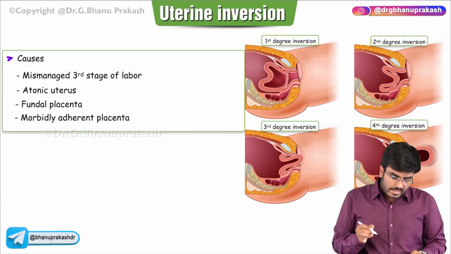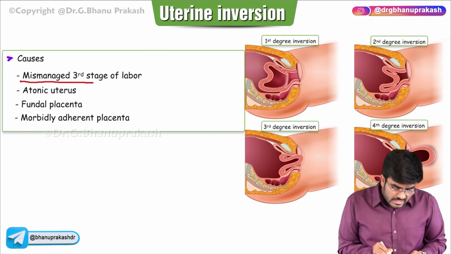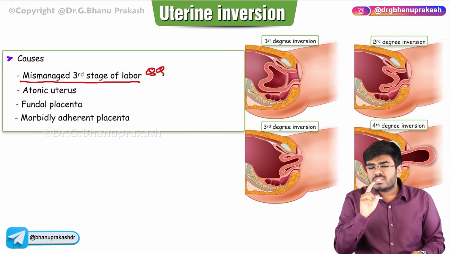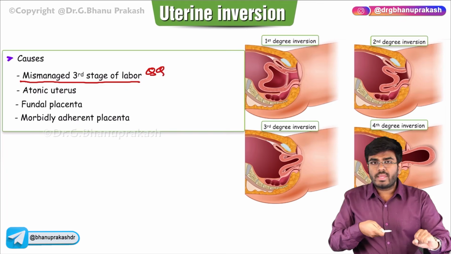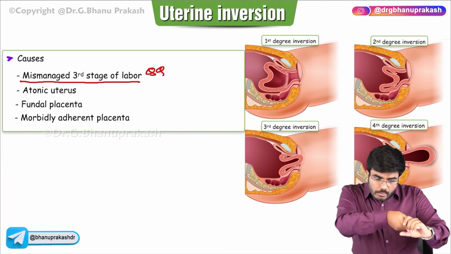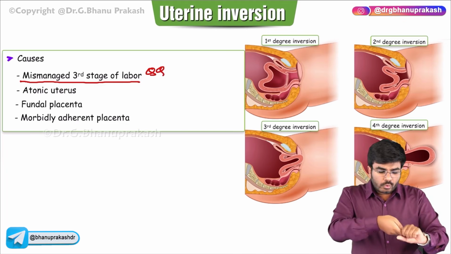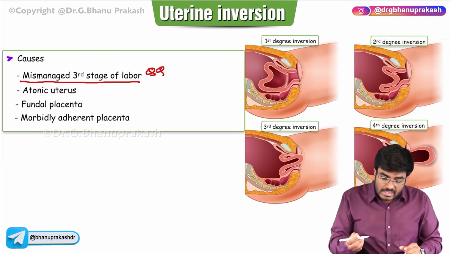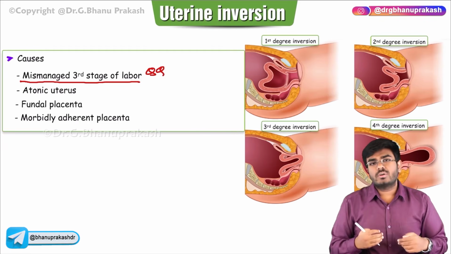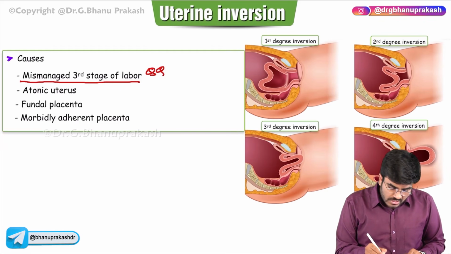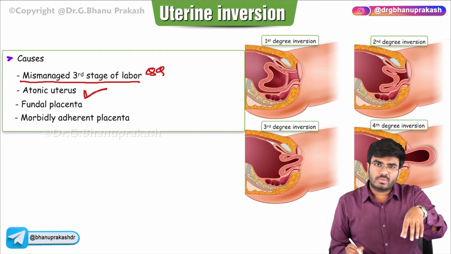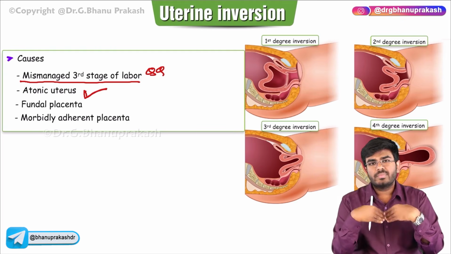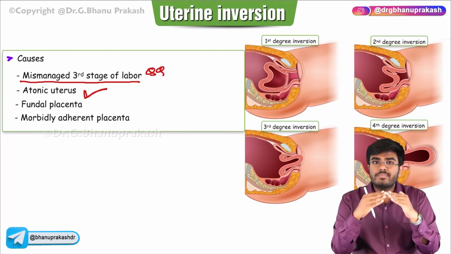Now, what are the causes? The most common cause will be mismanaged third stage of labor. In the third stage of labor, what you should be doing is controlled traction of the cord. In the active management of third stage of labor, you should do controlled traction of the cord. If you do inadvertent traction of the cord, that can cause inside out turning of the uterus. So, mismanaged third stage of labor can lead to uterine inversion. Atonic uterus: if the uterus is not contracting after delivering the baby, this is a floppy uterus. Such a floppy uterus can easily invert down.